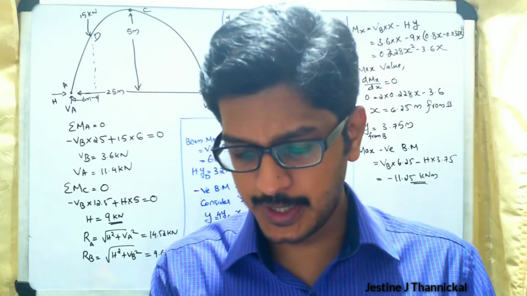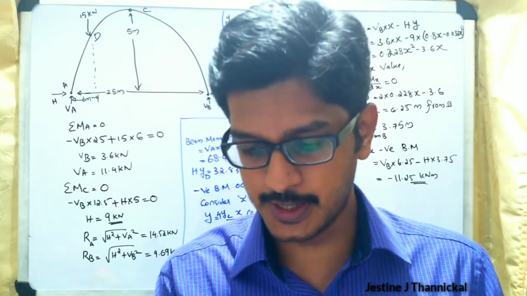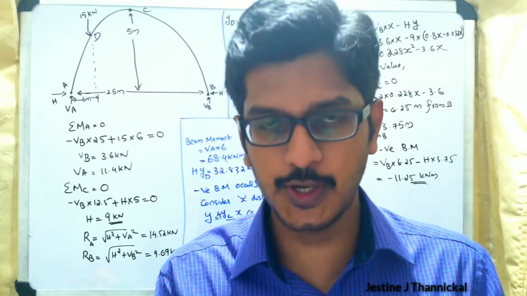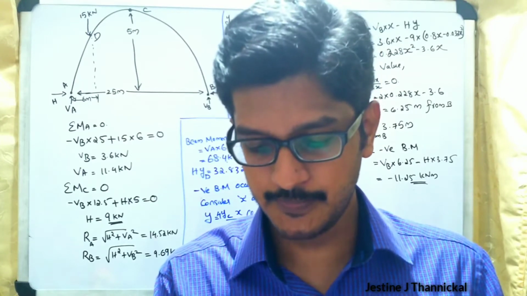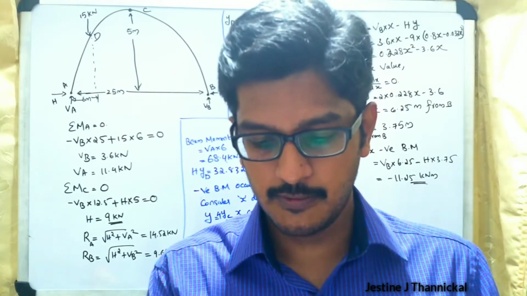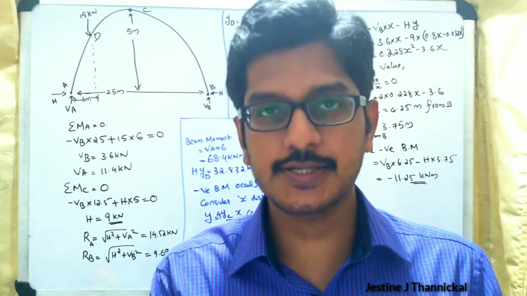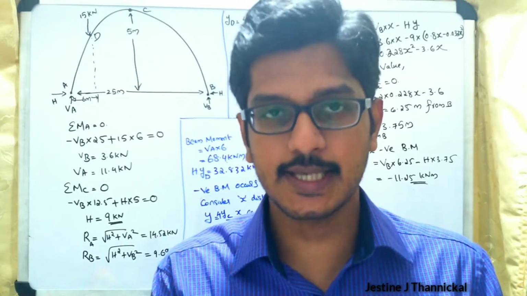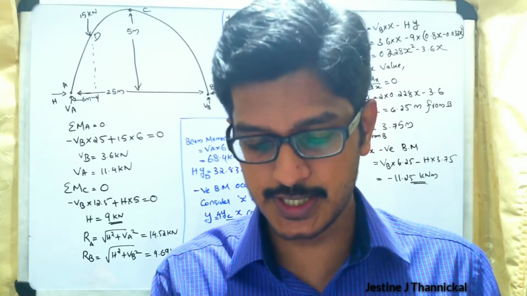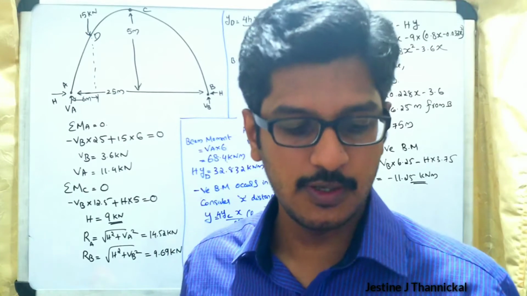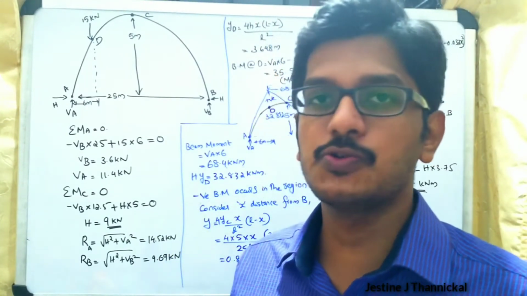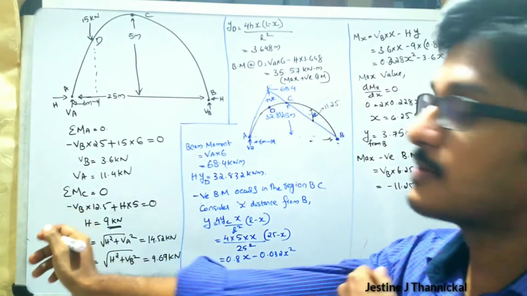A 3-hinged parabolic arch of span 25 meter and a central rise of 5 meter carries a point load of 15 kilonewton at 6 meter from the left-hand support. First, find the reaction at the supports A and B. And the second question, draw the bending moment diagram for the arch and indicate the position of maximum bending moment. I hope all of you have written down the question. Now we'll move on to how to solve this question.